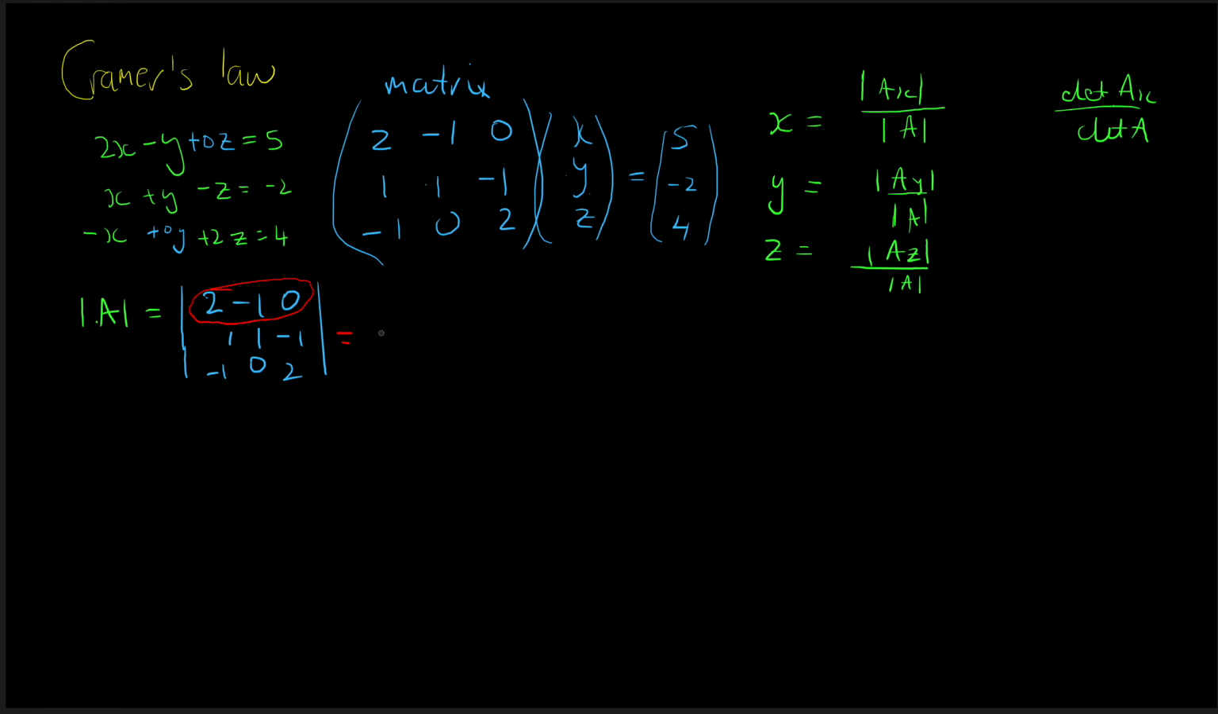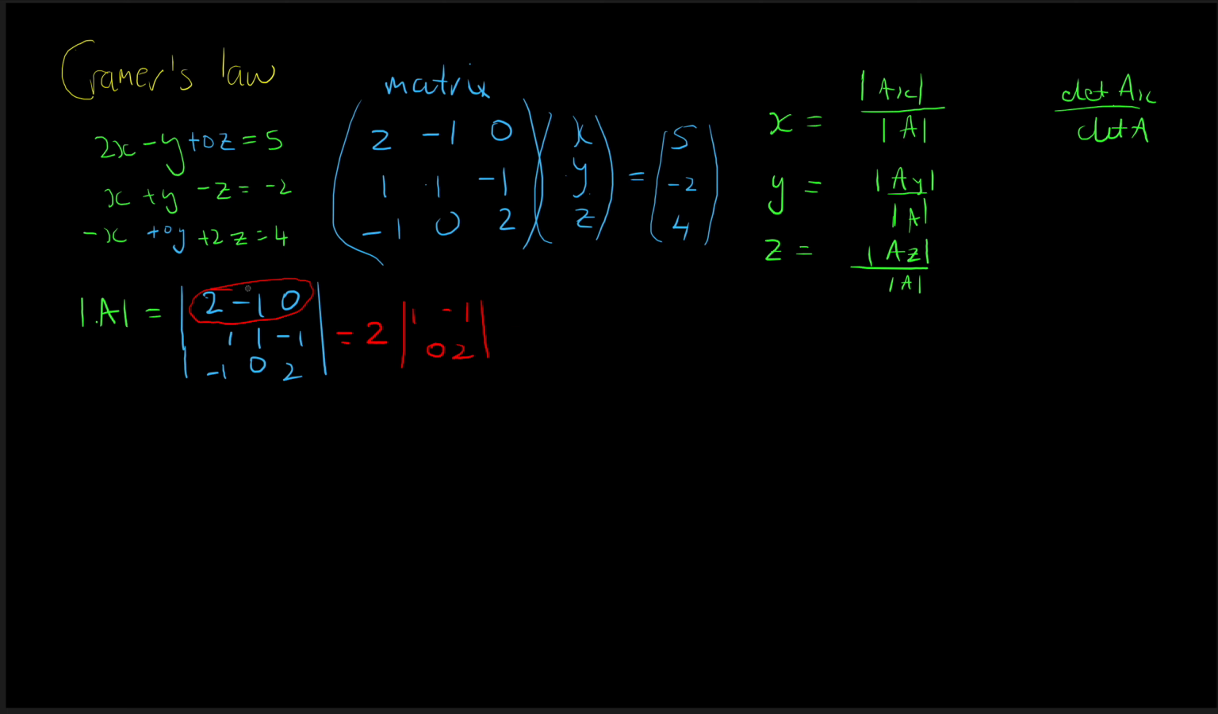So this will be 2 multiplied by the cofactor of 2. Remember, the cofactor of 2 would be anything that's not in the row and column of 2. So in this case, it's the 1, minus 1, 0, and 2. So these 4 are not in the row or column of 2.